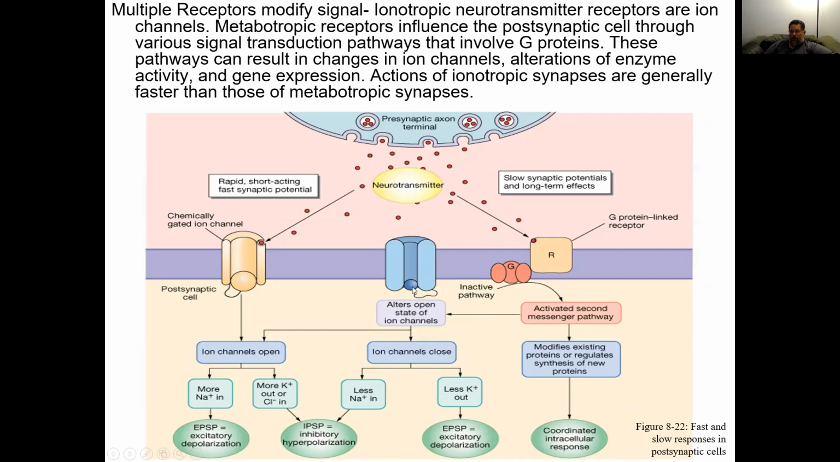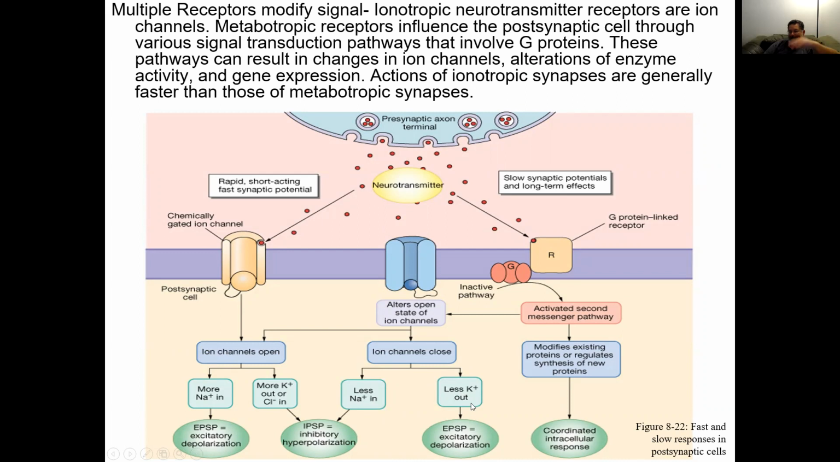If the ion channel closes and sodium doesn't get to come in, so maybe there's some kind of response where it either attaches here or attaches to this receptor, but either way those channels close and stay closed and sodium can't come in, what happens? The inside stays negative, so that would make it inhibitory. Less sodium coming in makes it more inhibitory.